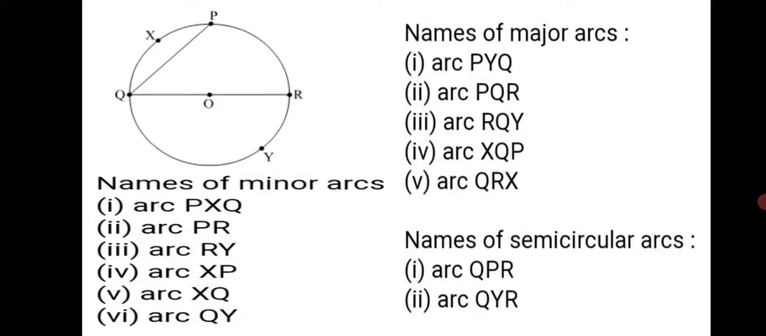Now time to write the names of semicircular arcs. Since this circle has only one diameter QR, we will have two semicircular arcs. One is arc QPR and the other arc is arc QYR. These are the two semicircular arcs formed by the diameter QR. So this way we have written the names of minor arcs, major arcs and semicircular arcs.